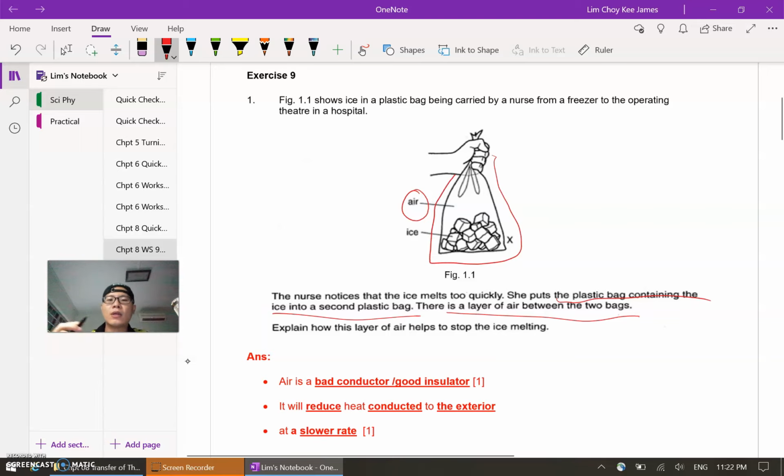After that, the question asks the students what the second layer, or the air in the second layer, actually does. How does it help to prevent or reduce the ice from melting? Clues to take note of: of course, we are looking at ice melting, which is pretty obvious. The other clue is the use of a second plastic bag, and more importantly, there is mention of a layer of air in between the plastic bags.